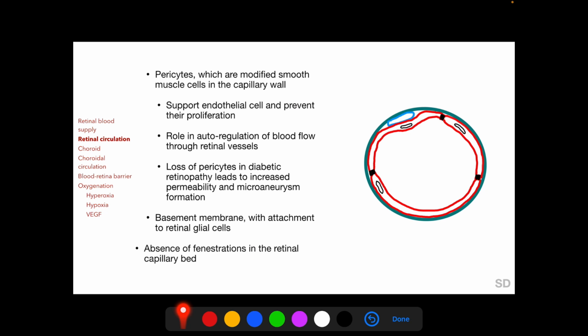Pericytes also have a role in autoregulation of blood flow through the retinal vessels, and loss of pericytes is characteristic of diabetic retinopathy, which leads to increased permeability of retinal capillaries and microaneurysm formation in diabetic retinopathy. Fenestrations are not present in retinal capillary bed, and this is very important to remember. So, unlike choriocapillaries, retinal capillaries have tight junctions between the endothelial cells and do not have fenestrations.